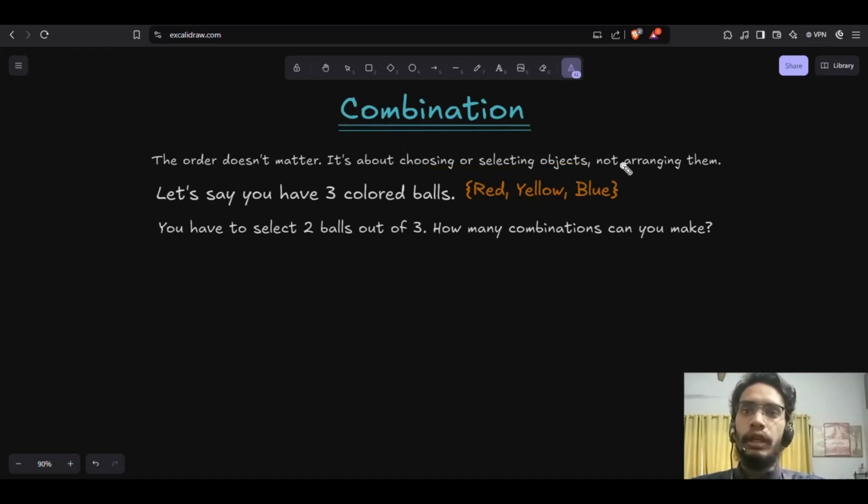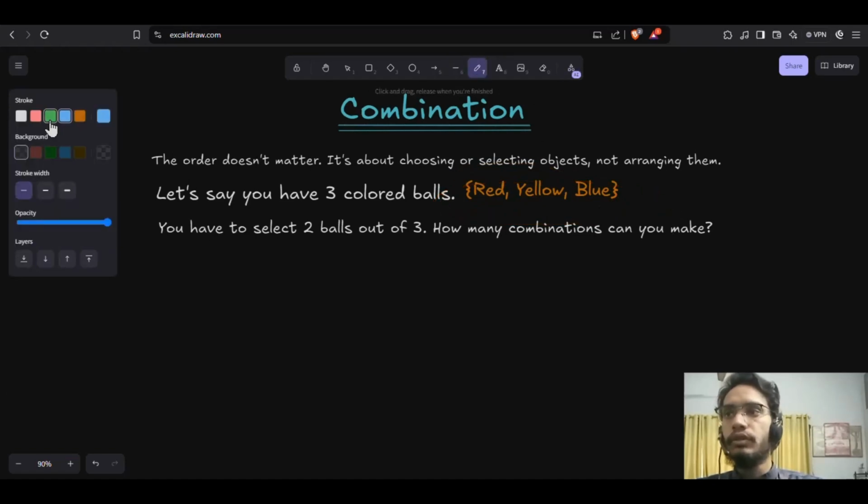So in a combination, order doesn't matter, and we do not have to arrange those objects, we just have to select them. So let's say you have three colored balls. Again, I'm taking the same example: red, yellow, blue, and you have to select two balls out of three. So how many combinations can you make? Out of these three, I have to select two. Now I can select in any order, order doesn't matter.